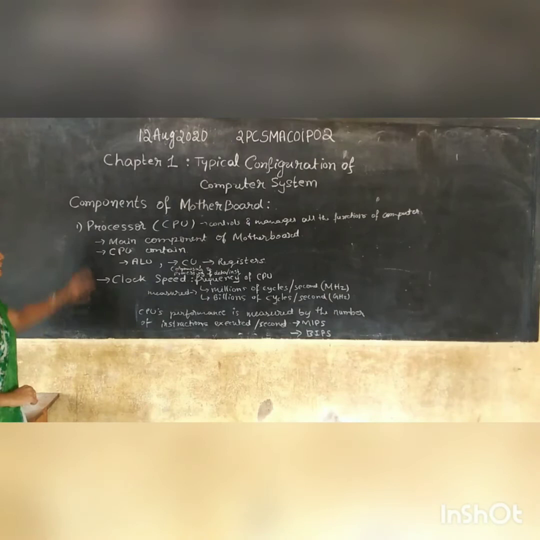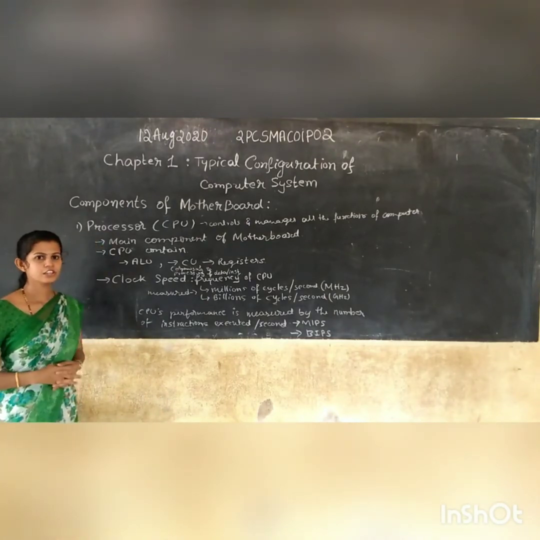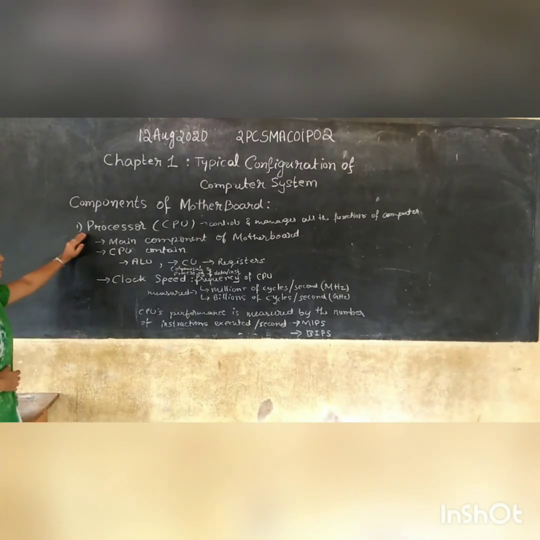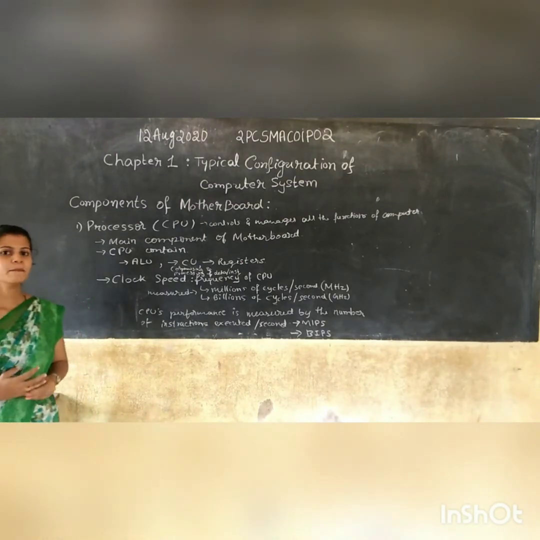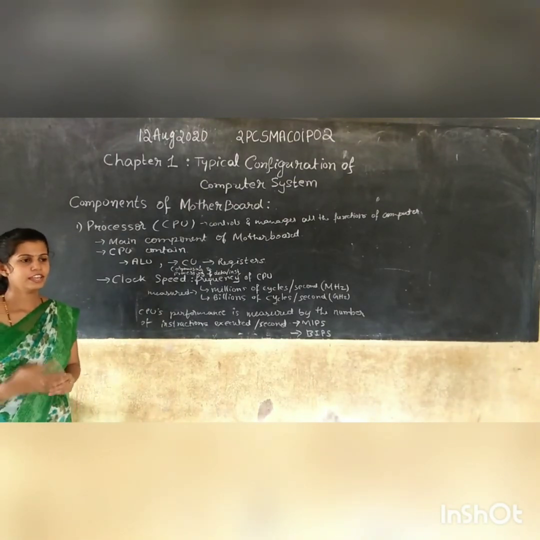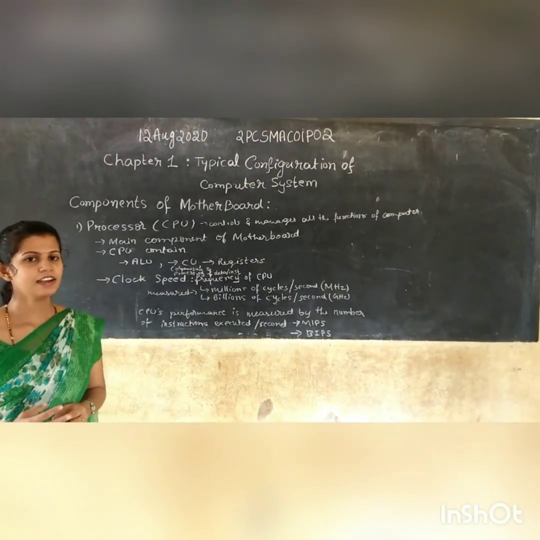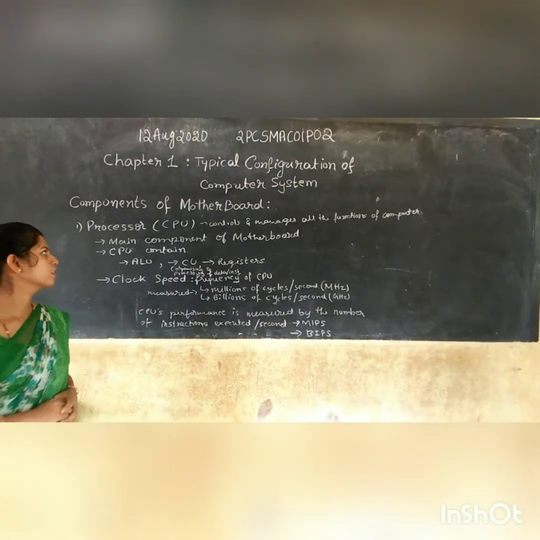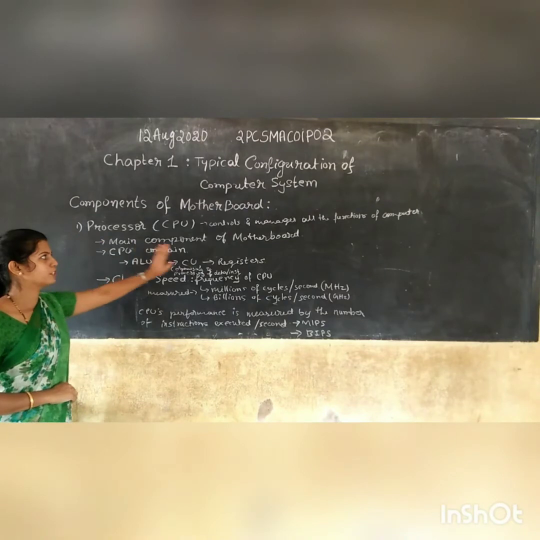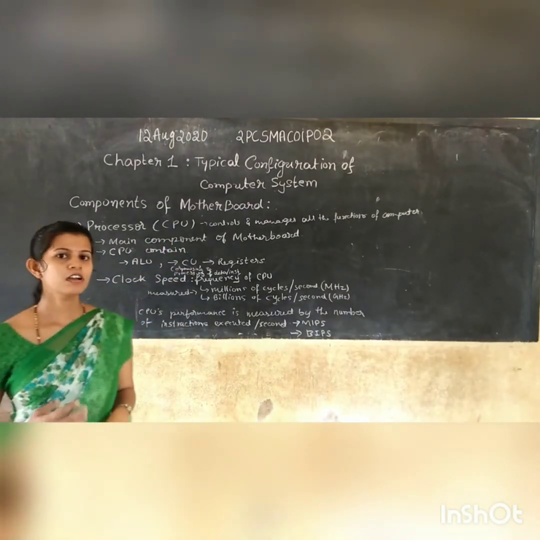The first component is processor. Processor is nothing but central processing unit. The central processing unit is a main component of a motherboard, and it is also called the brain of the computer. In the human body, the brain does the thinking process, and it controls all the other parts of the body. So, the processor controls and manages all the functions of a computer.